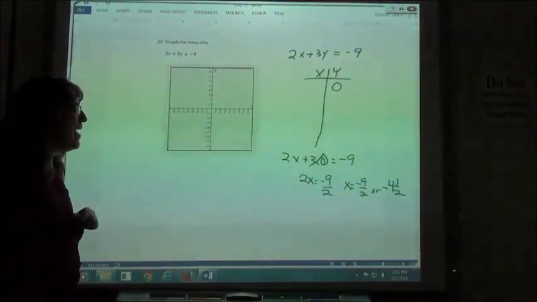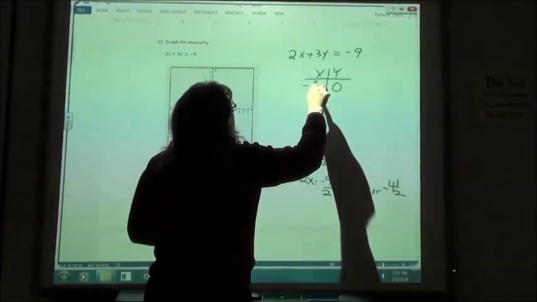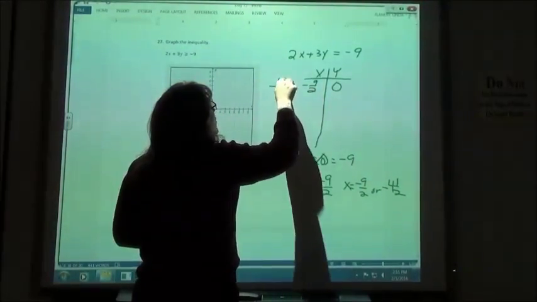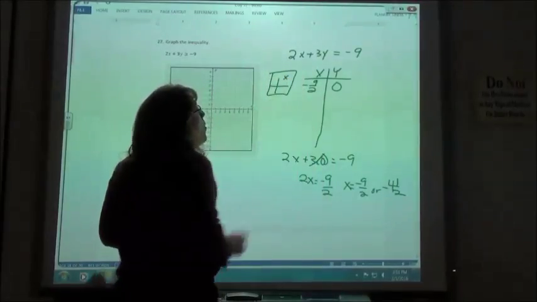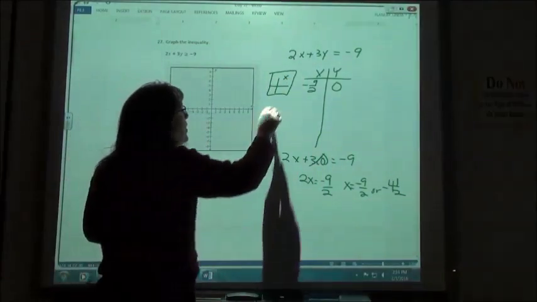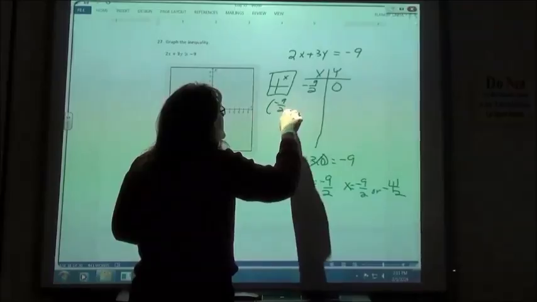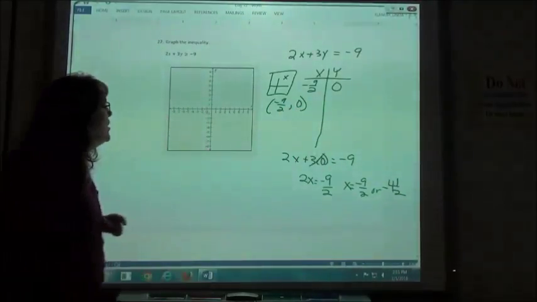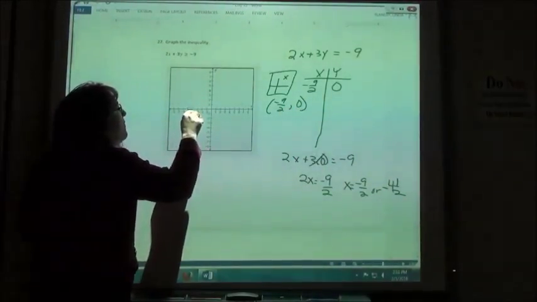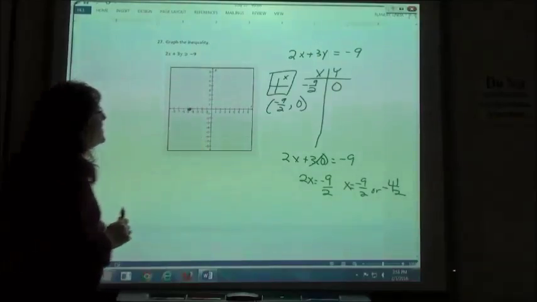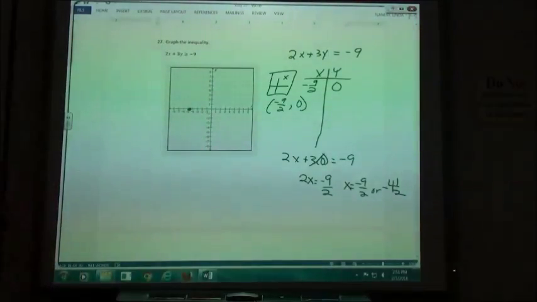Now remember on Alex, to do that, you have to use the little tool that looks like this that says plot a point anywhere. And I'm going to plot the point negative 9/2, 0. And that's going to put my dot at negative 4.5. I'm going to estimate where it is. It's partway between negative 4 and negative 5. So it's somewhere between there.